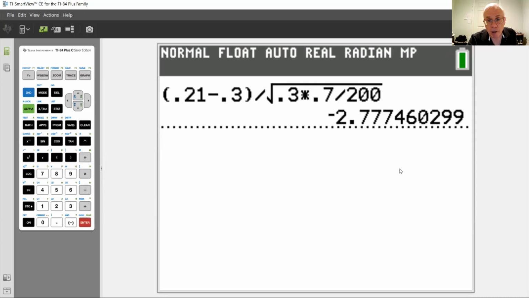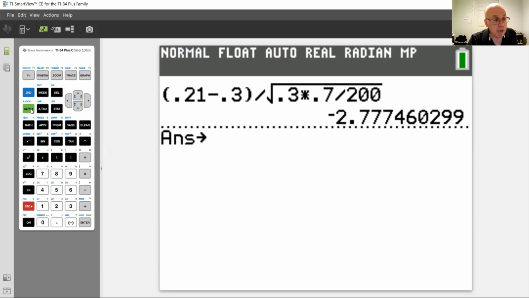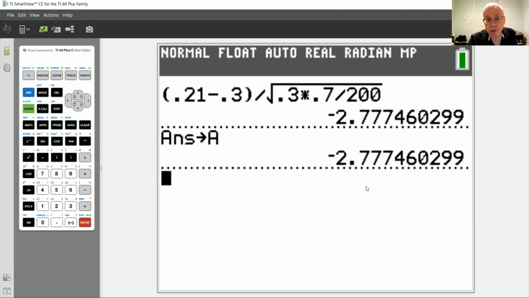And there is our test statistic. It's negative 2.777, with some other digits after that. Now what I'm going to do is store the test statistic in an alpha character, alpha A. I have this number here in memory, so I'm going to do store alpha A, hit enter. And now my test statistic is stored in alpha A.